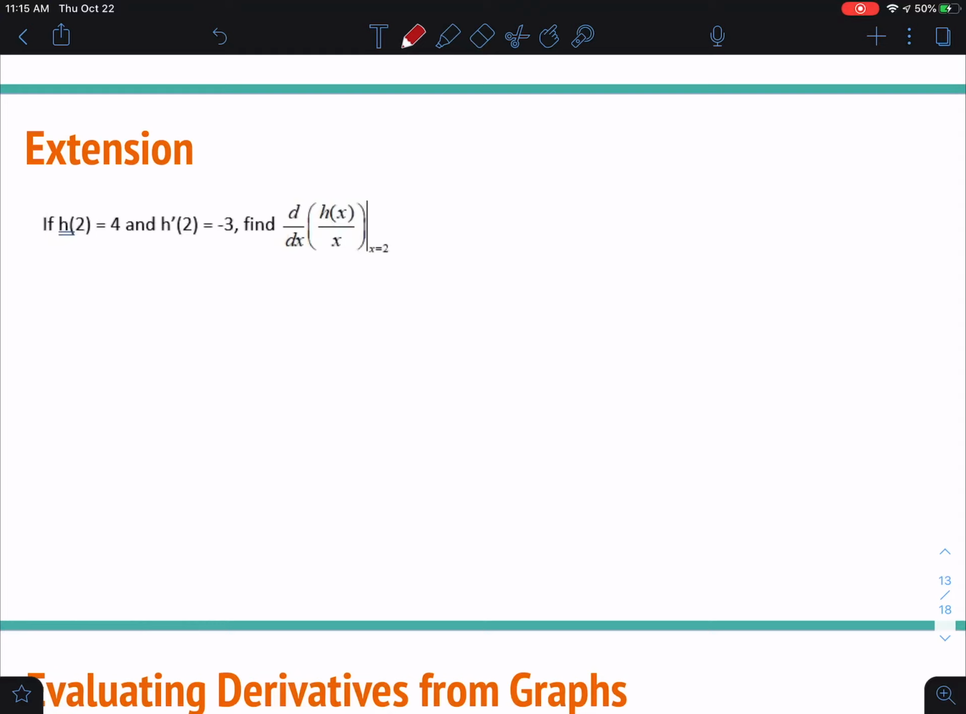All right, this is a different notation. We haven't really seen this notation yet, but this d dx, you know that means find the derivative. We've talked about that.